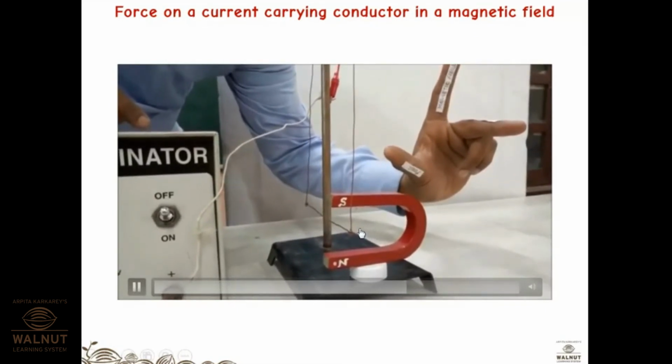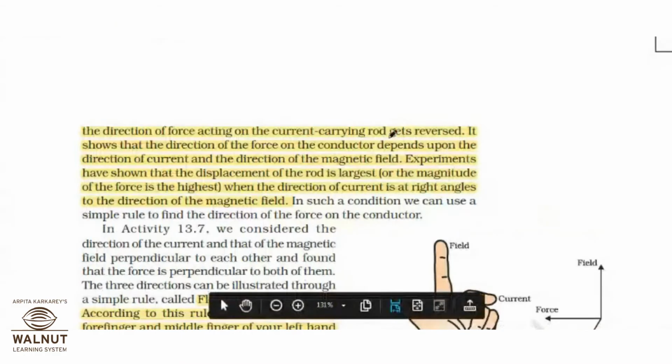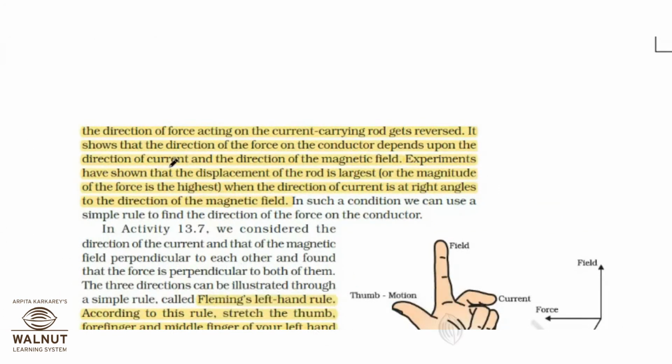So automatically, your thumb will go in that direction. Once you change the orientation of one of your fingers, it will automatically change. So what does that tell you? It tells you that the direction of force on the conductor depends upon the direction of current and the direction of magnetic field. If you change any one of them, then the deflection will change.